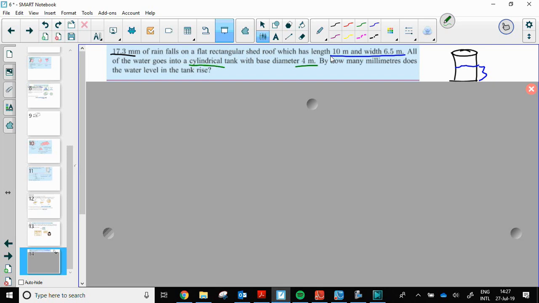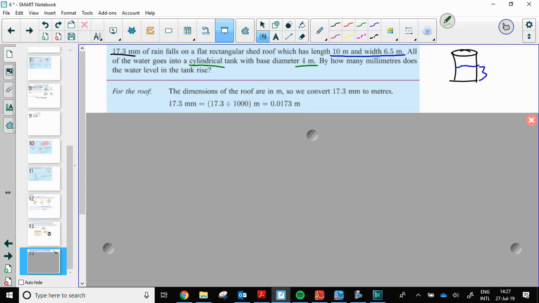So the first thing we need to figure out is the total volume of water that's fallen. So that's 17.3, multiplied by the 10 times the 6.5. And oh yeah, I forgot about this. Of course, we've got to convert everything to be the same unit. Otherwise, we're going to be running into all sorts of trouble here. So they've decided to work with meters. Doesn't matter. In fact, if it were me, I would have probably changed everything into millimeters, since the question is asking in the end by how many millimeters the water level rises, but whatever, it doesn't matter. We can convert again later on if we need to.